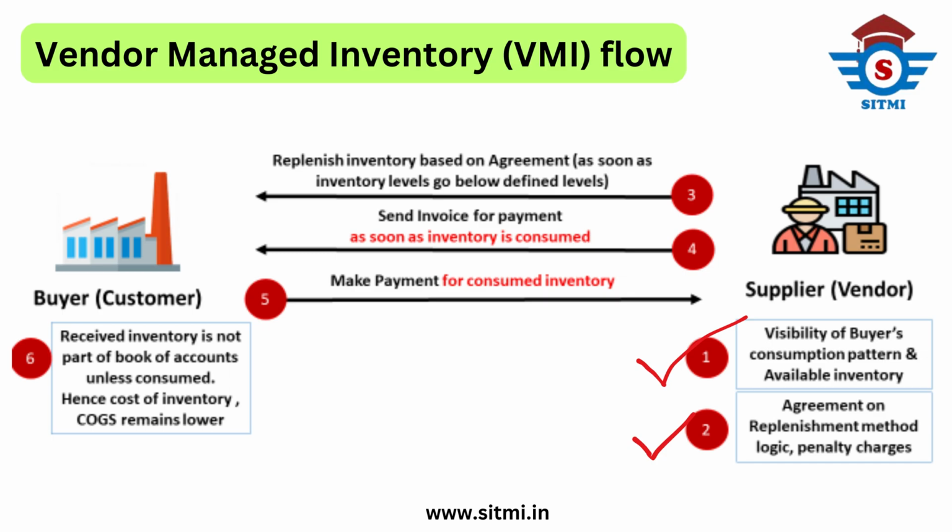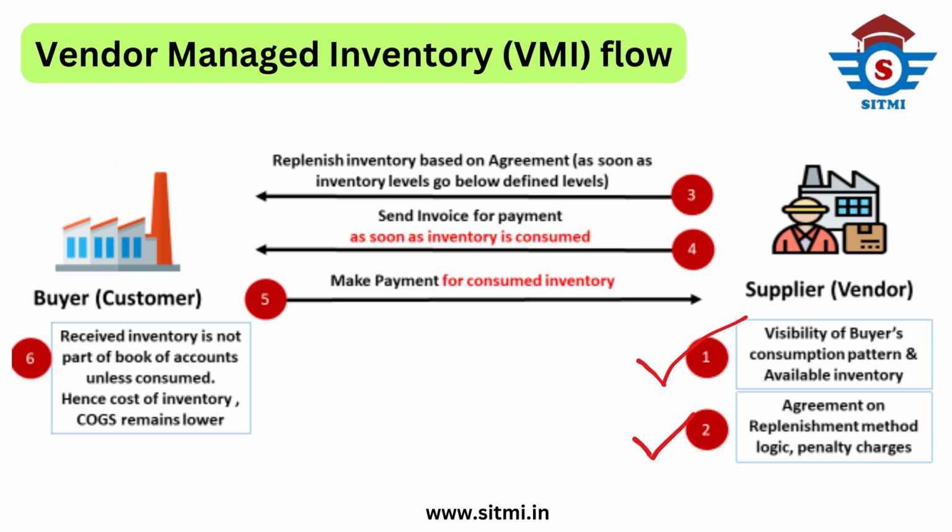The second important thing here is that there is always an agreement between buyer and supplier when VMI is considered. This agreement talks about the method of replenishment, what logic should be used to replenish the inventory. The logic can be at what inventory levels the replenishment should trigger. The logic will also include what the penalty charges are in case the supplier is not able to replenish the inventory and the buyer is suffering because of the delays. So these are two important factors which take place in VMI as compared to the traditional inventory method.